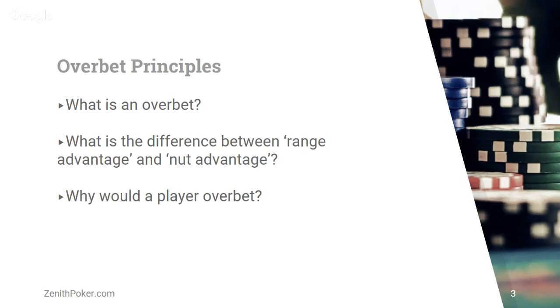Yeah, okay, so those are all good examples of when one player has a nut advantage over the other. But what do you actually mean when you say one player has a nut advantage over another player?